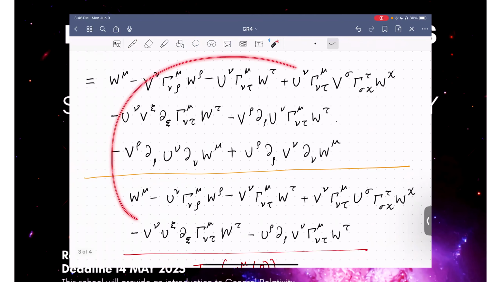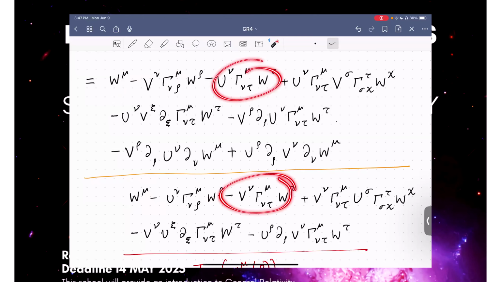So all we have to do is compare these two things. You immediately notice that they will cancel. This will cancel. This will also cancel. Notice that in order to cancel this, we have to use symmetry of the Christoffel symbol with respect to these two indices. So that's torsion-free stuff.